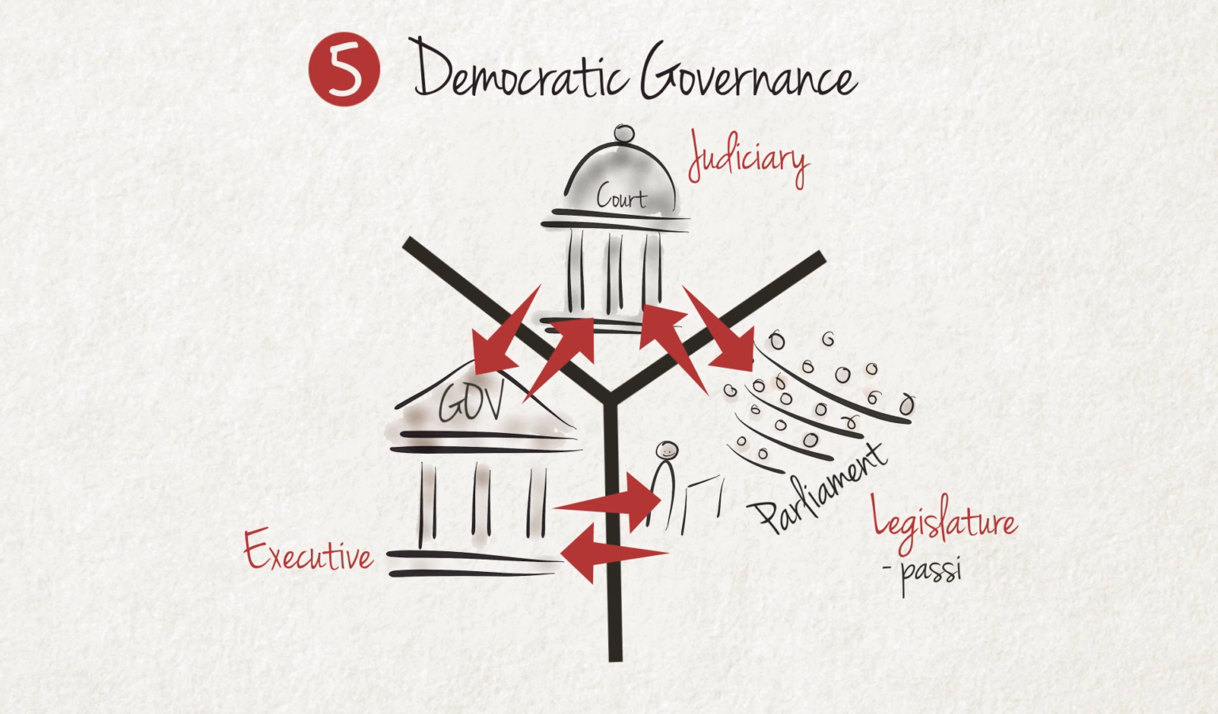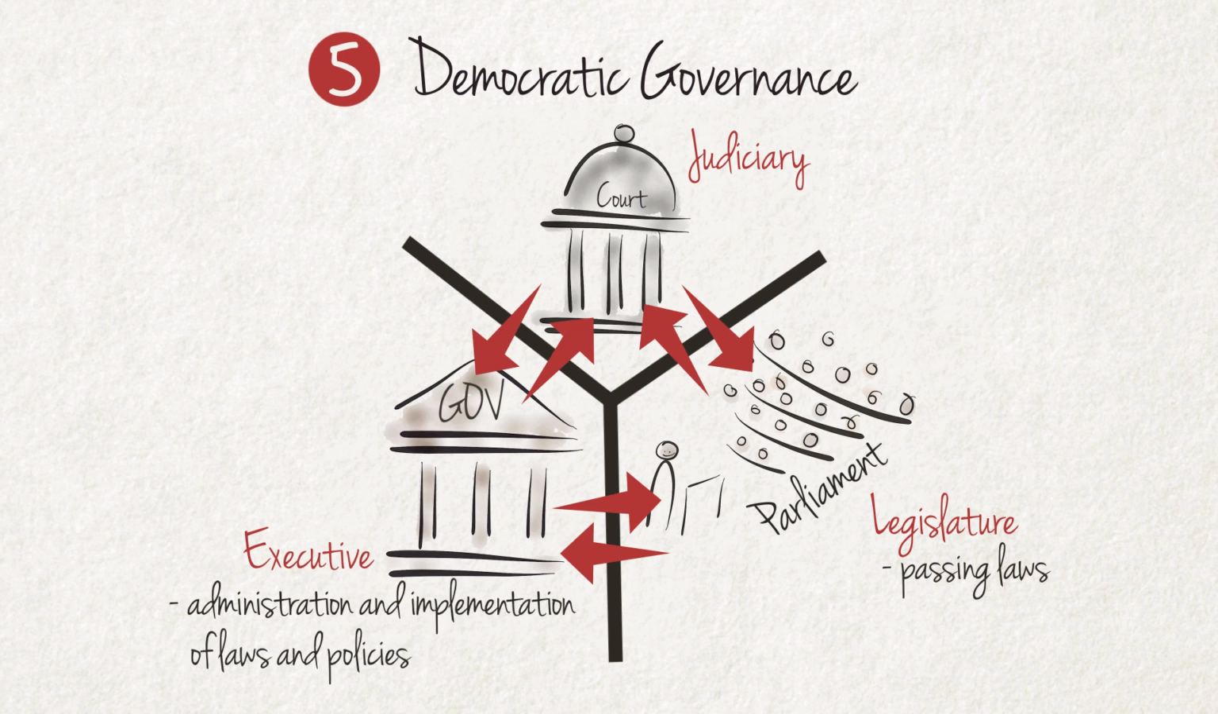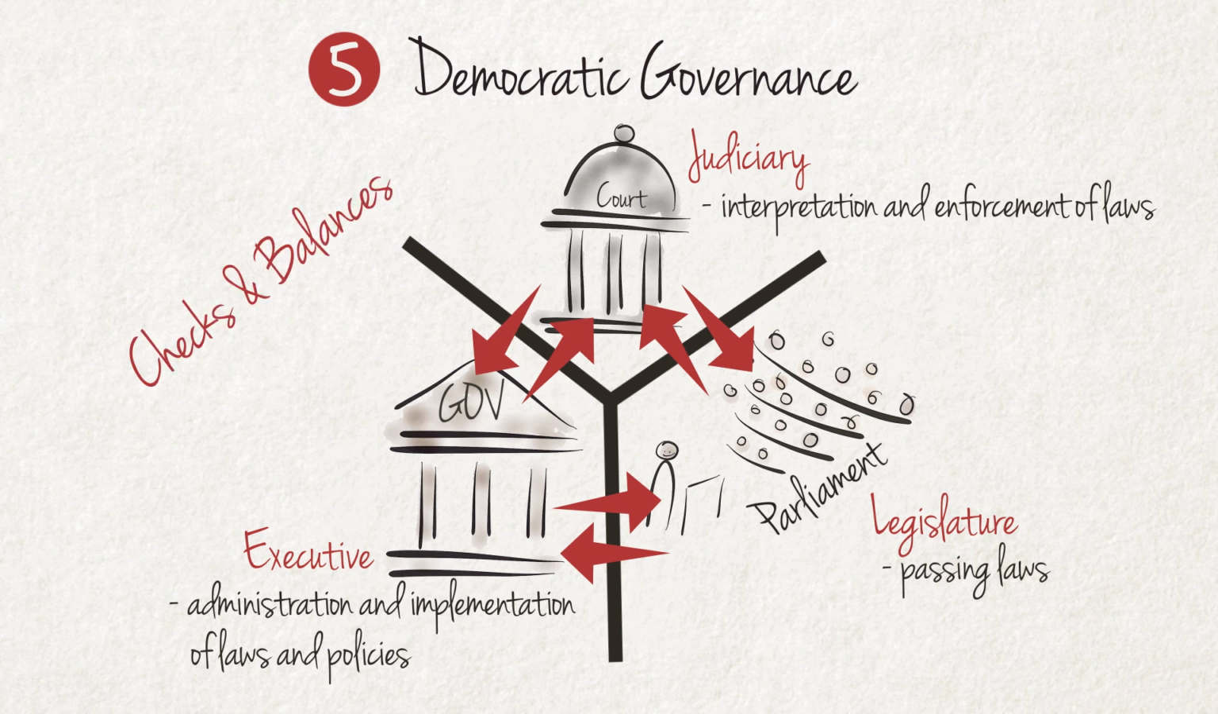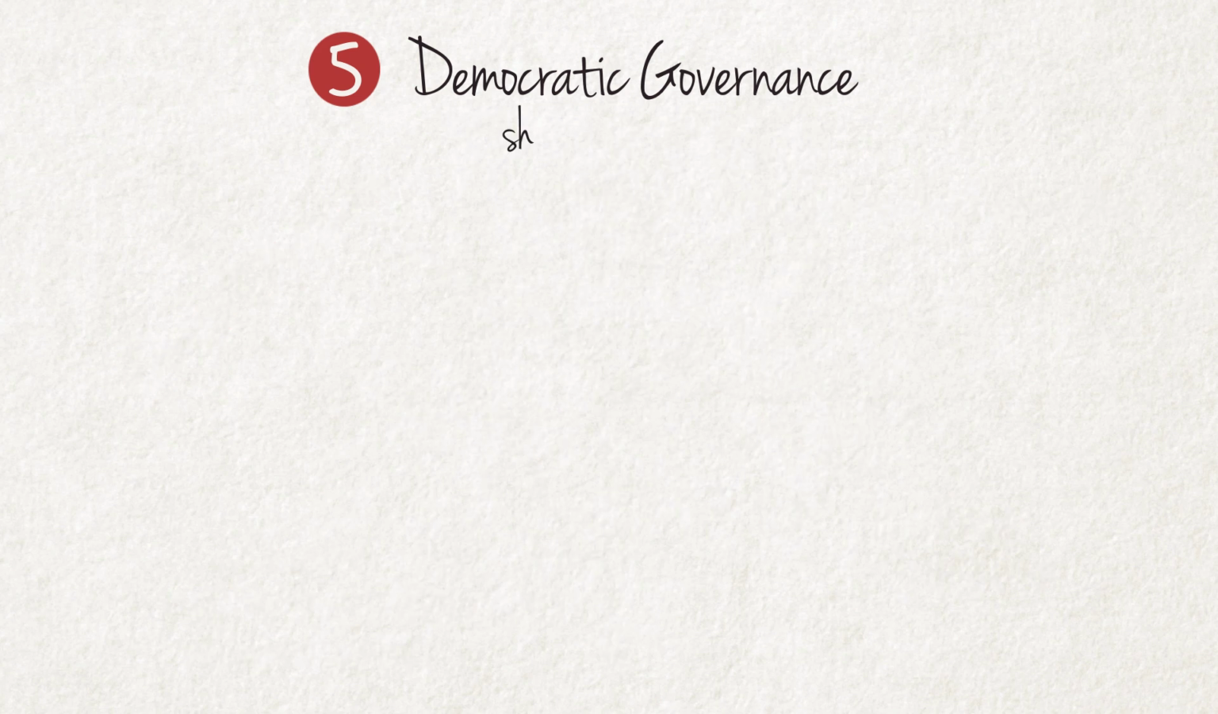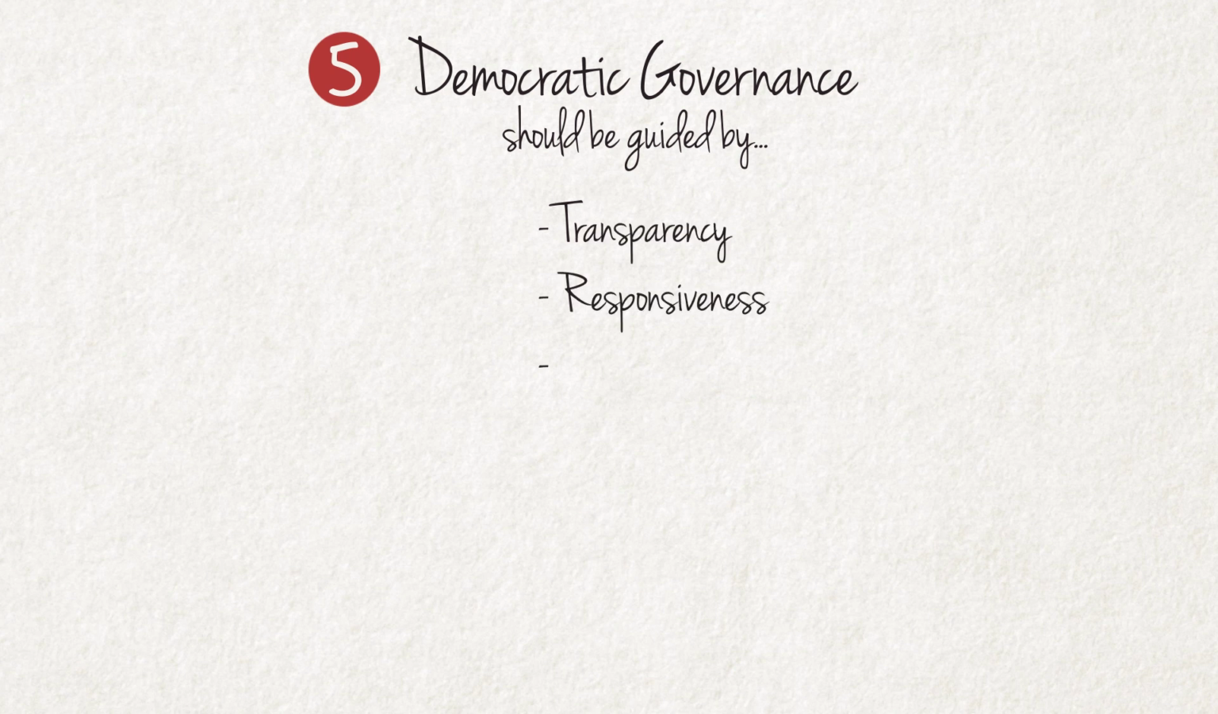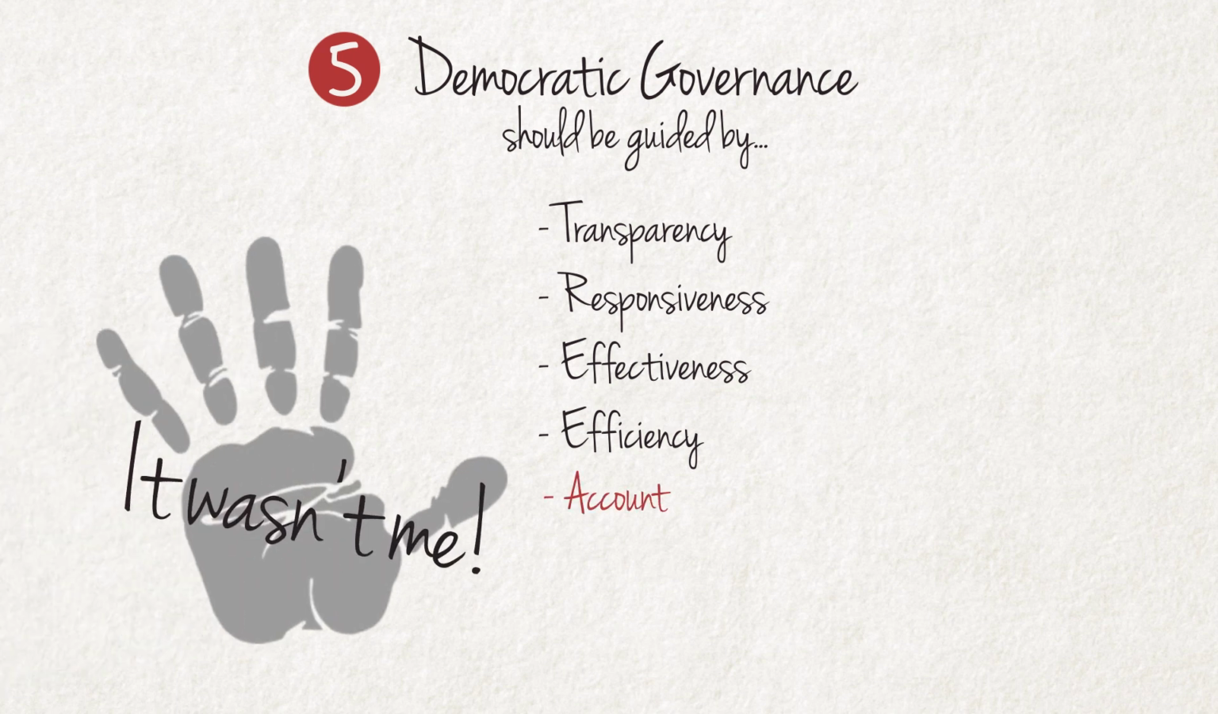The legislature is responsible for passing laws, while the executive is responsible for the administration and implementation of the law and other policies. Together with this goes the independence of the judiciary in the interpretation and enforcement of law. This system of checks and balances is designed to prevent the abuse of power. Democratic governance should also be guided by the principles and practices of transparency, responsiveness, effectiveness, and efficiency as prerequisites for accountability to the electorate.